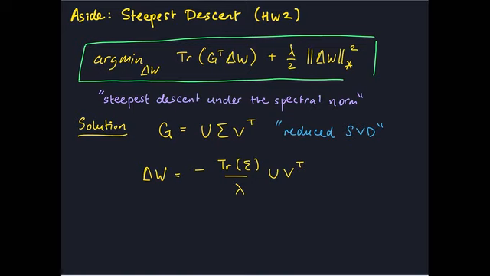So you can think of this conceptually as taking the SVD of the gradient, and setting all the singular values to 1. And we call this a semi-orthogonal matrix. Because it's rectangular, it's not quite an orthogonal matrix.